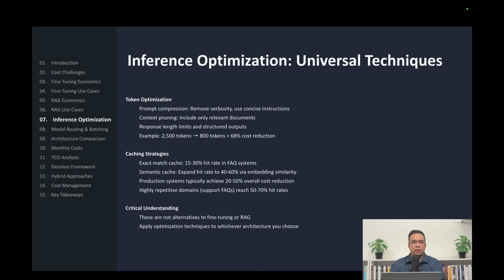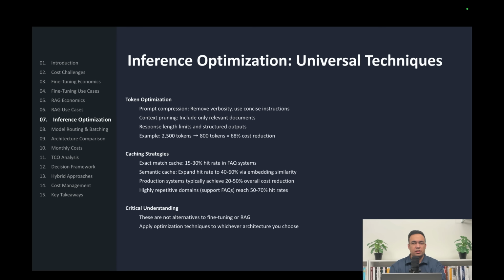Exact match caching stores responses for identical queries and typically achieves a 15 to 30% hit rate in FAQ systems where users ask the same question repeatedly. Semantic cache uses embedding similarity to retrieve responses for semantically similar queries, expanding your hit rate to up to 40 to 60%. For example, how do I reset my password and what's the process for password recovery would ideally hit the same cache entry. Now, production systems typically achieve 20 to 50% overall cost reduction through caching, depending on the query pattern repetitiveness.